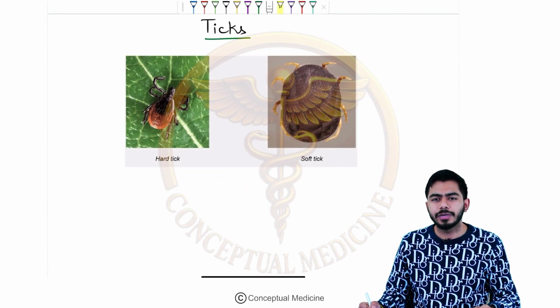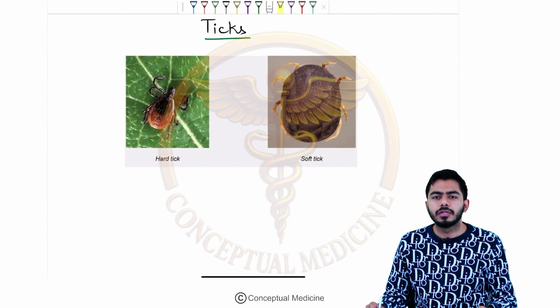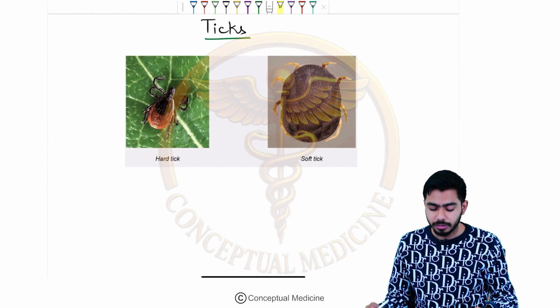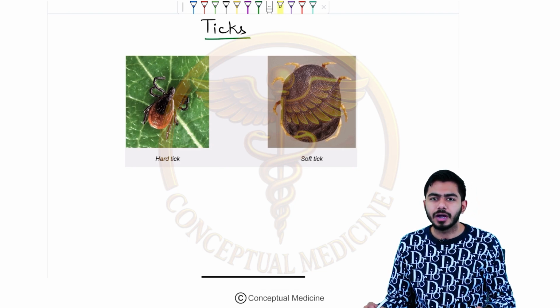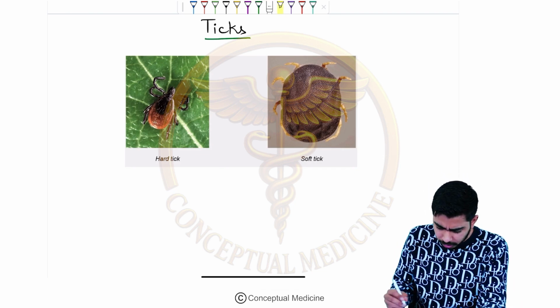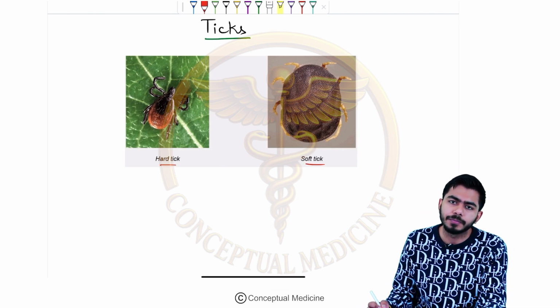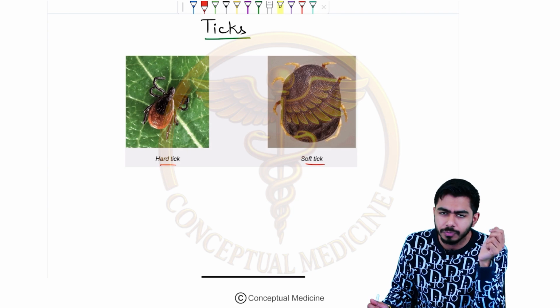Right. So welcome back, guys. In this particular session, let's talk about the ticks. As you can see right now on your screen, we have two types of ticks, guys: hard tick and soft tick. Very easy topic. We'll talk about the differentiating features between these two.